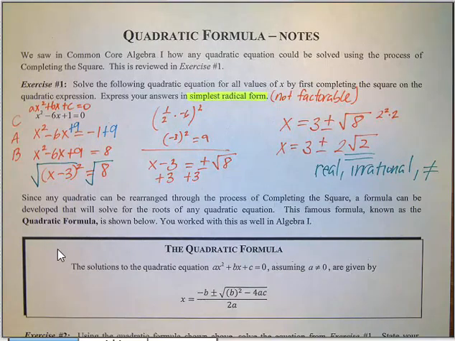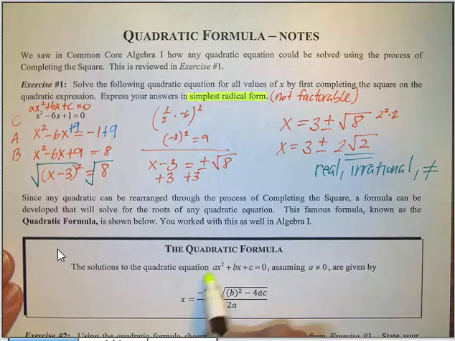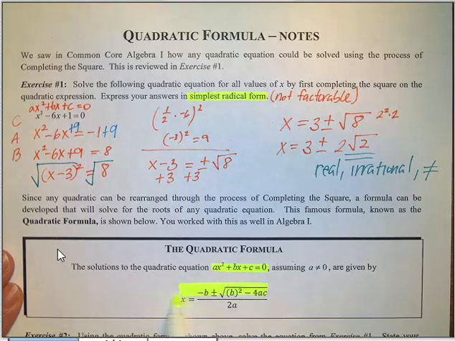So since any quadratic can be rearranged through the process of completing the square, a formula can be developed that will solve for the roots of any quadratic equation. This famous formula, known as the quadratic formula, is shown below. You worked with this as well in Algebra 1. So, the solutions to a quadratic equation, ax squared plus bx plus c equals 0, assuming that a is not equal to 0, because that would give me a 0 there, which means it would not be a quadratic, are given by this equation.